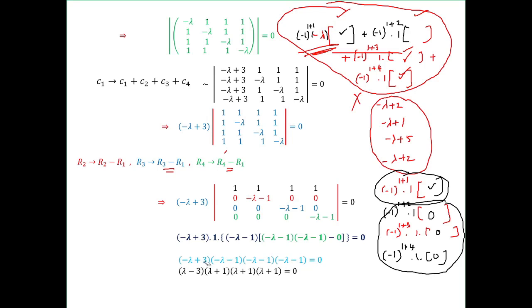If you take minus common from all the brackets, from the first bracket, second bracket, fourth bracket, and third bracket also, overall 4 minuses come out, that is plus. So lambda minus 3, lambda plus 1, lambda plus 1, lambda plus 1.